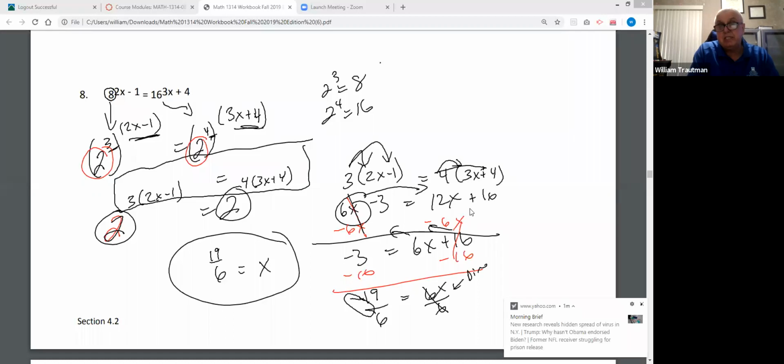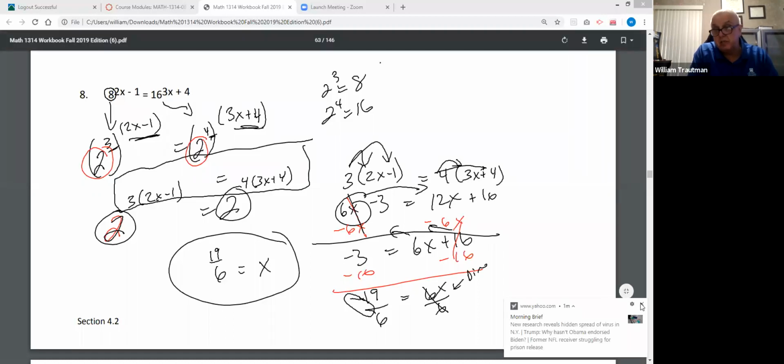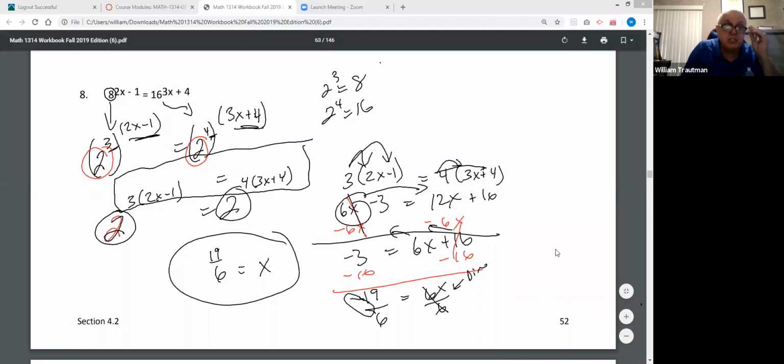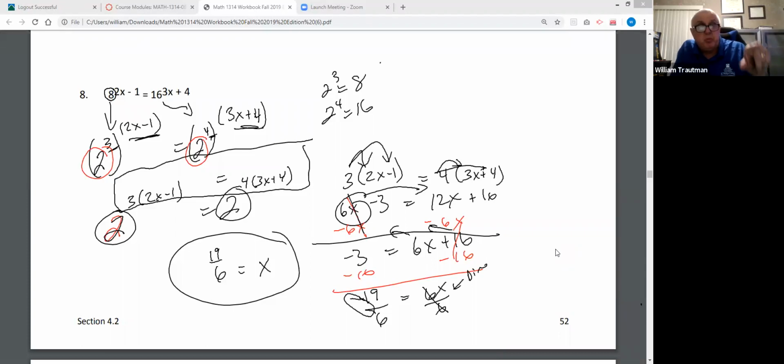So we got a crazy fractional answer that time, but that's okay. It still works. And by the way, if you put 19 over 6 in both of those x's up there, I'm not going to do it. Put it in your calculator. Both sides should equal each other. And that's how you would check your work.